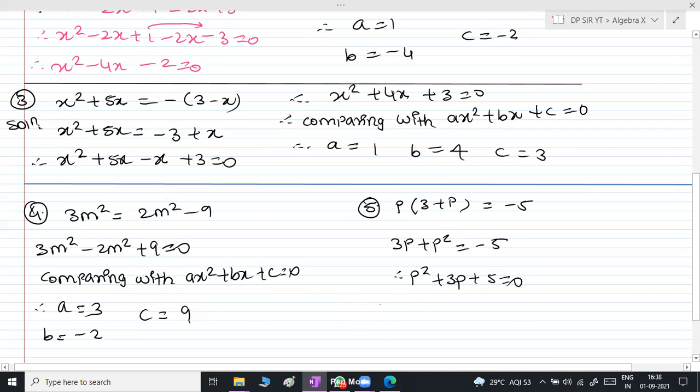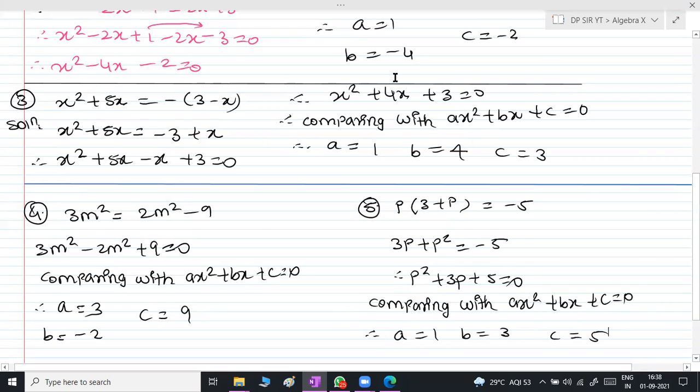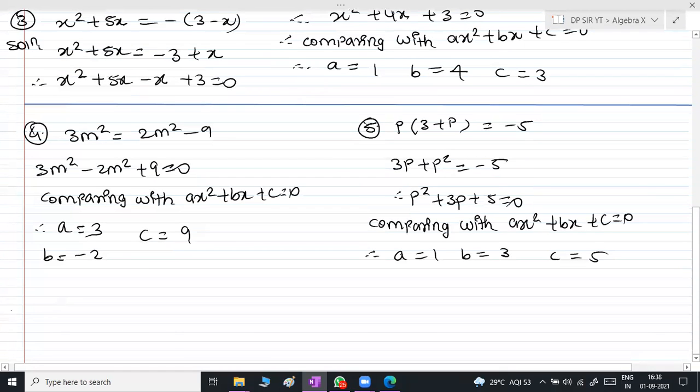Comparing it with standard forms, so comparing with ax square plus bx plus c is equal to 0. Therefore, a is equal to 1, b is equal to 3, and c is equal to 5. We are supposed to do only this much in this question. And let's start with the last question.